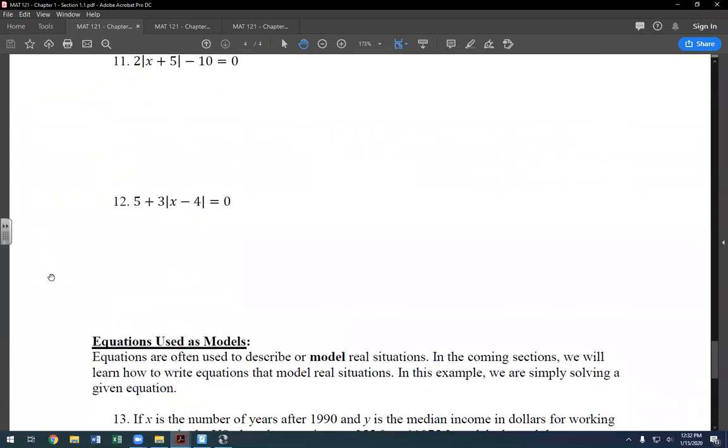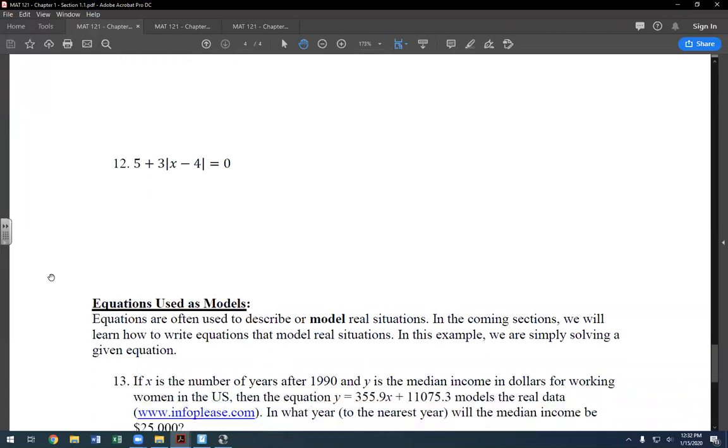All right, so keep in mind, you will see examples like this in your homework, your quiz, and it can also show up on your exam. So just be very careful about the absolute value and having a negative on the other side, like number 12.